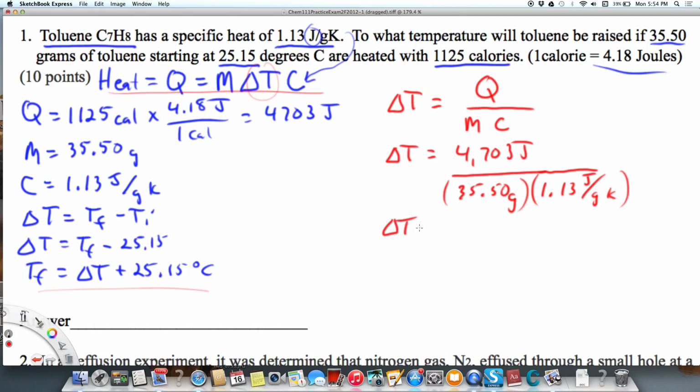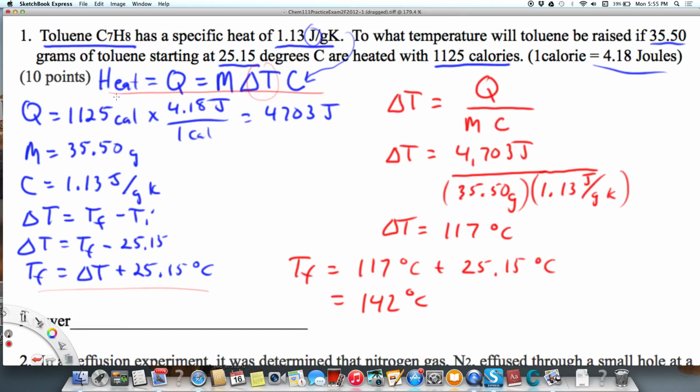So delta T is going to equal 117 degrees Celsius. All right, so now we're going to plug that back in here. TF is going to equal 117 degrees Celsius plus 25.15 degrees Celsius. And so with the right number of sig figs, that's what we get, 142 degrees Celsius.